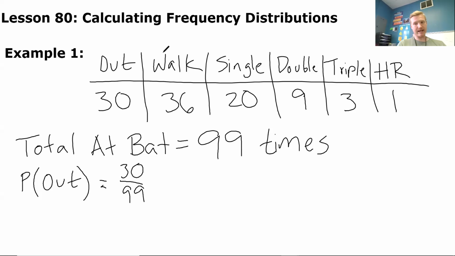And can we make this smaller? Can we reduce this fraction? Yes, we can. 3 goes into 30, and 3 also goes into 99. Divide by 3, divide by 3. That gives me 30 divided by 3 is 10, and then 99 divided by 3 is 33.